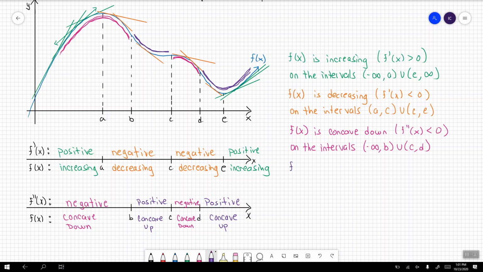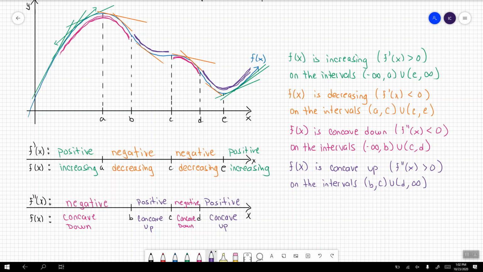And we also have that the function f of x is concave up whenever the second derivative for the function is greater than 0, meaning that it needs to be positive. And this is only going to occur on the intervals from b to c that we've identified, union from d to infinity. And again, this only holds for the graph that we're observing here.